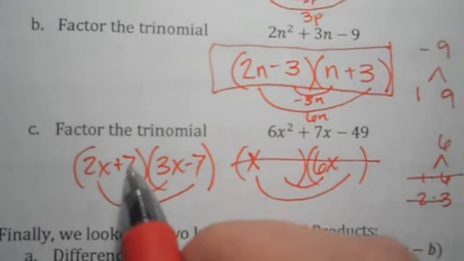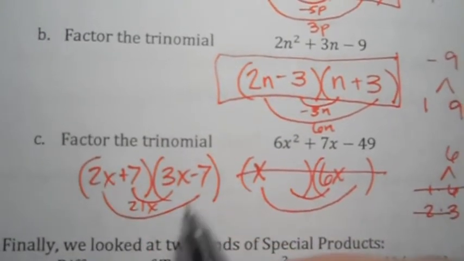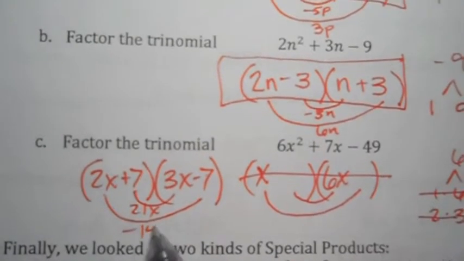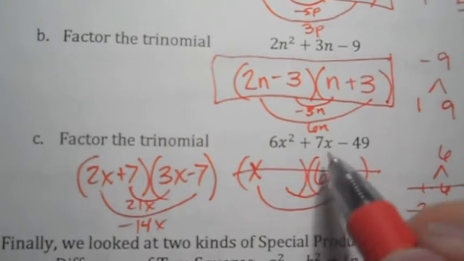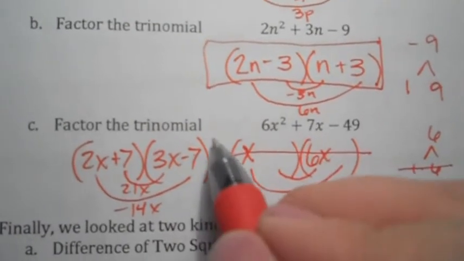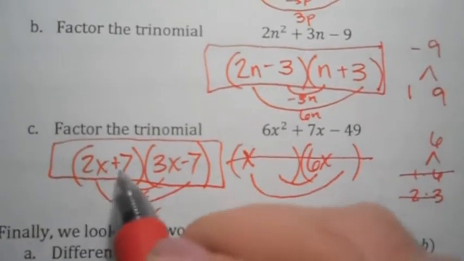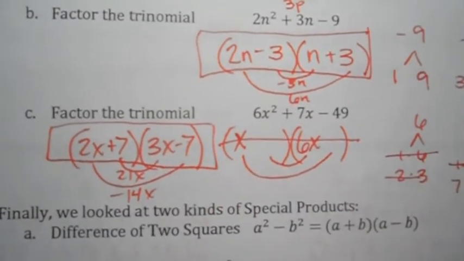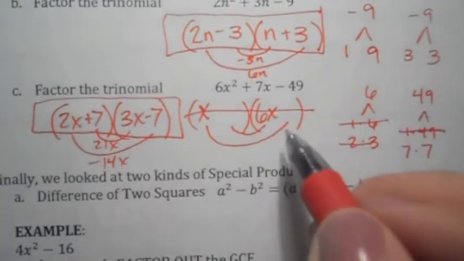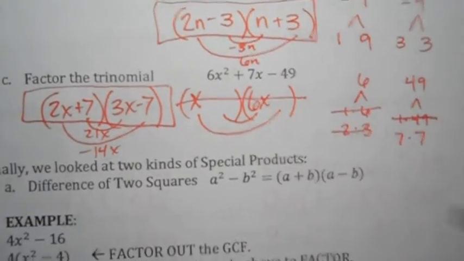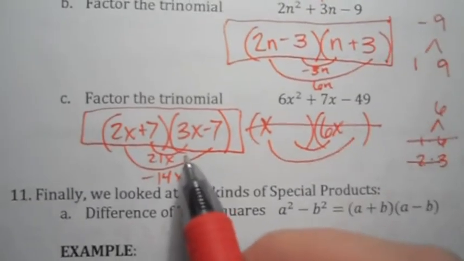Let's check. 7 times 3x, 21x. 2x times negative 7, negative 14x. 21x and negative 14x do combine to give us our 7x. So the factors of this trinomial are 2x plus 7 and 3x minus 7. This is a really good example of you're not going to always get it right the first time. You might try one thing, have to go through 3 different steps to figure out that you didn't get the right answer, and start completely over. But that's okay.